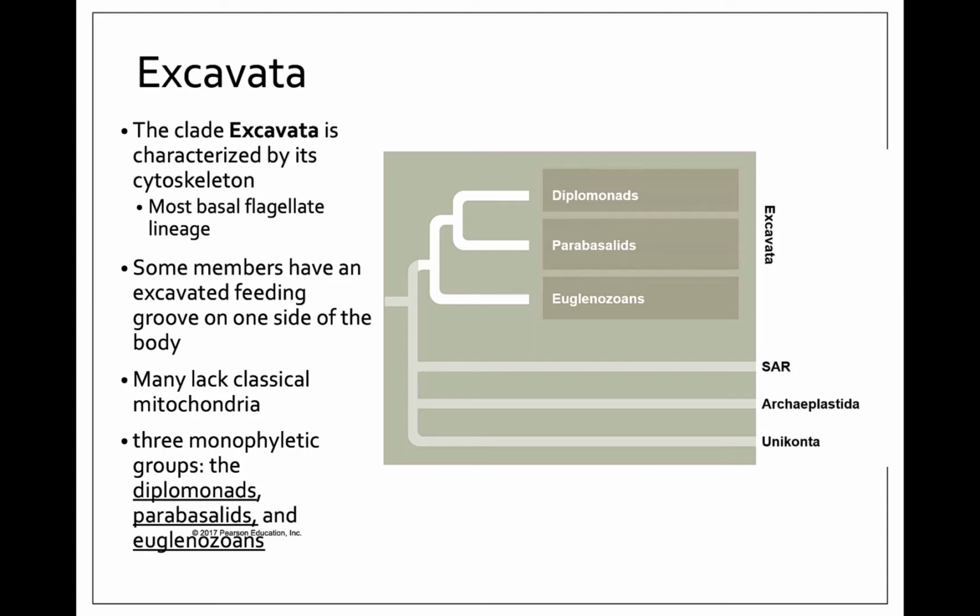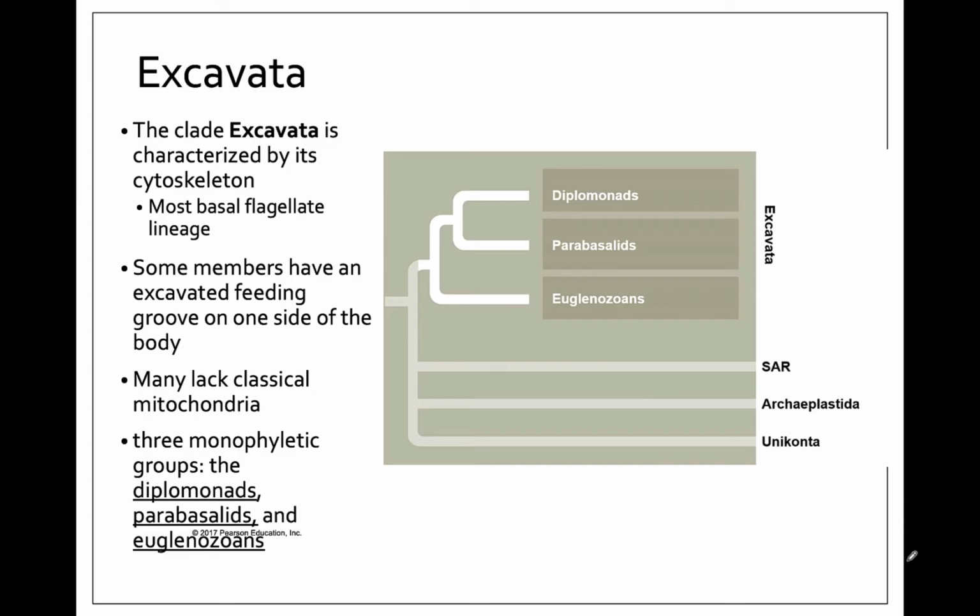Our first supergroup in the domain of eukarya is the excavata, or excavates, and these are characterized by a few distinguishing characteristics, but generally it's a monophyletic clade that we have figured out thanks to DNA sequencing and genetics. So molecular data actually supports this as a clade with these three clades inside of it.